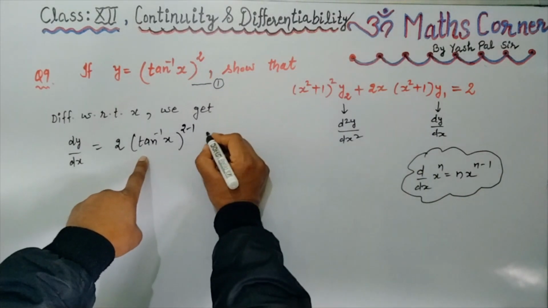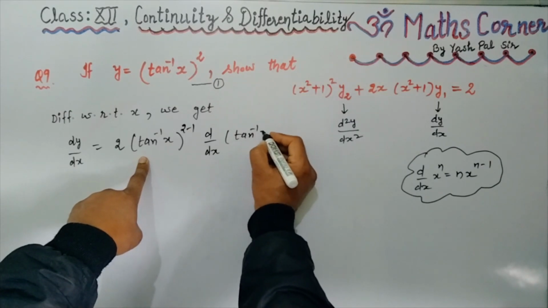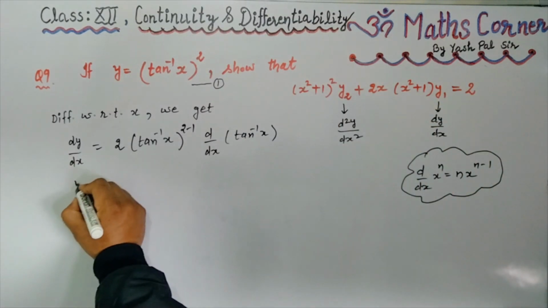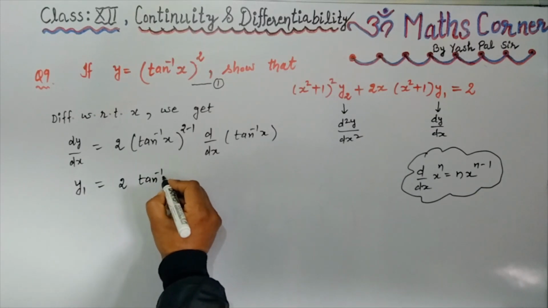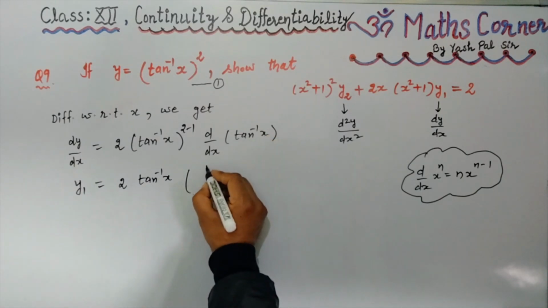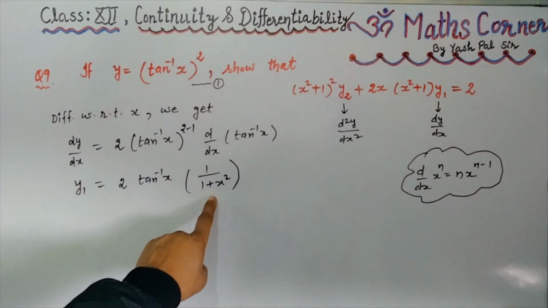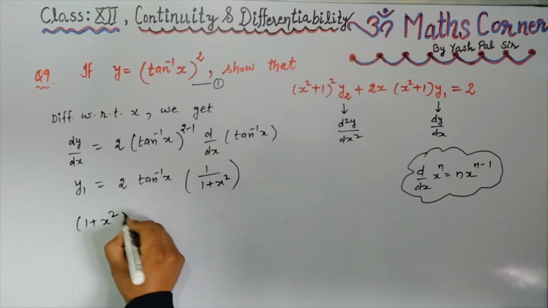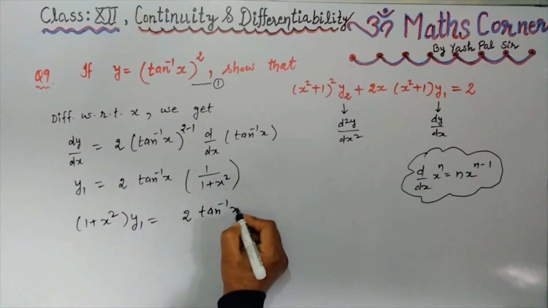But because this was not x, we differentiate tan inverse x once again. This is called chain rule. So here dy upon dx value we are taking y1 is equal to 2 tan inverse x whole power 2 minus 1, which is 1. Tan inverse x derivative is 1 upon 1 plus x square. So the denominator we multiply here, and it becomes 1 plus x square into y1 is equal to 2 times tan inverse of x.